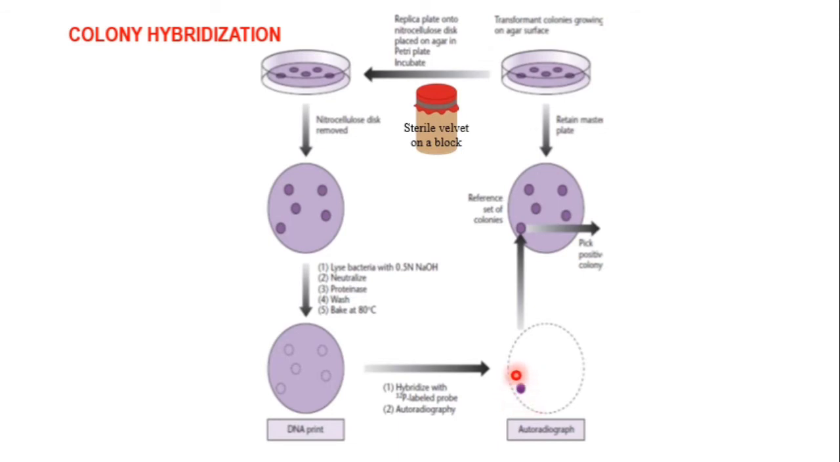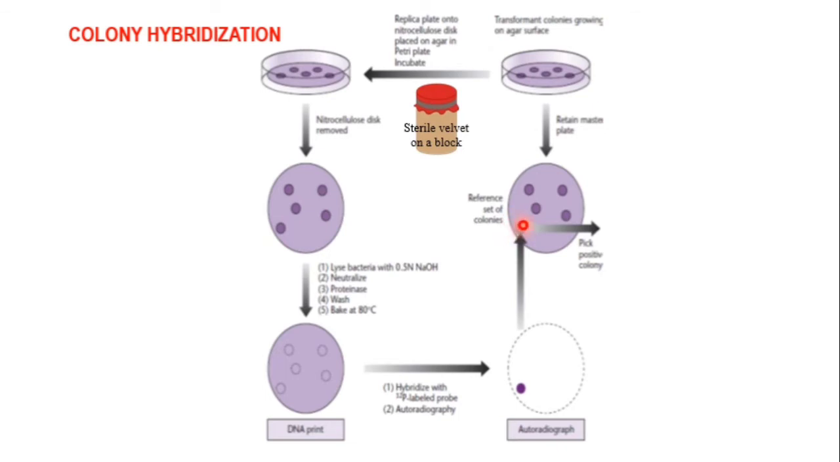So this spot will be compared with our master plate. Here you can see the same location, here you can see a colony on the master plate. You can see the same colonies here. So we can say that this is the colony containing our desired DNA.